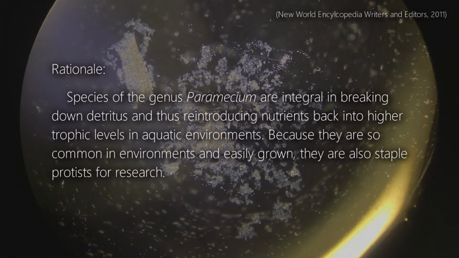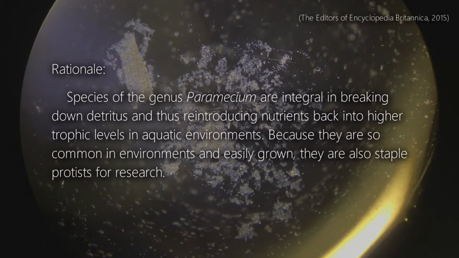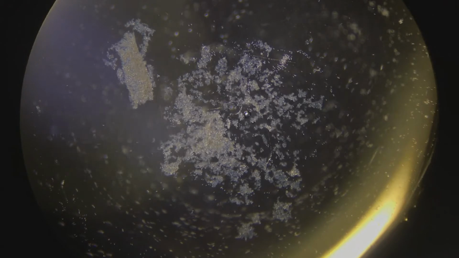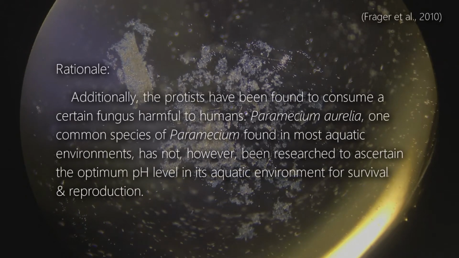Species of the genus Paramecium are integral in breaking down detritus and thus reintroducing nutrients back into higher trophic levels in aquatic environments. Because they are so common in environments and easily grown, they are also staple protists for research. Additionally, the protists have been found to consume a certain fungus harmful to humans.